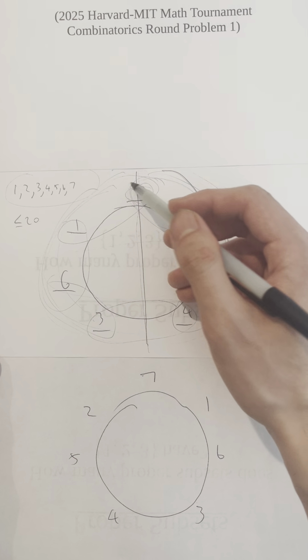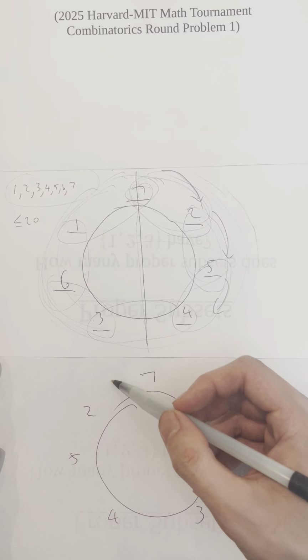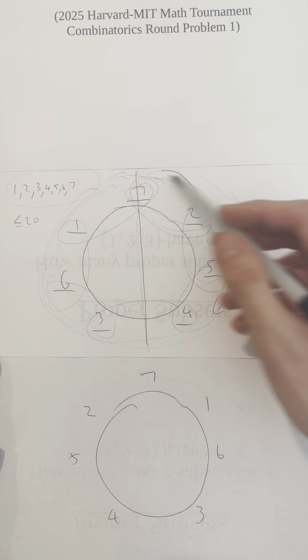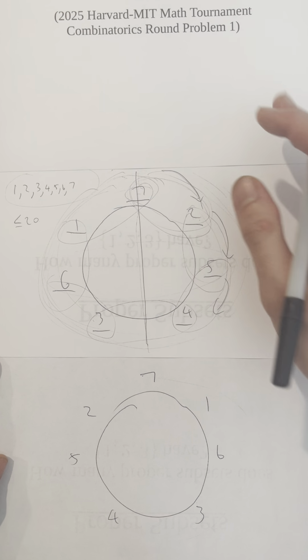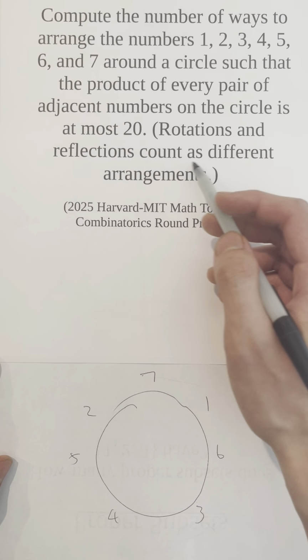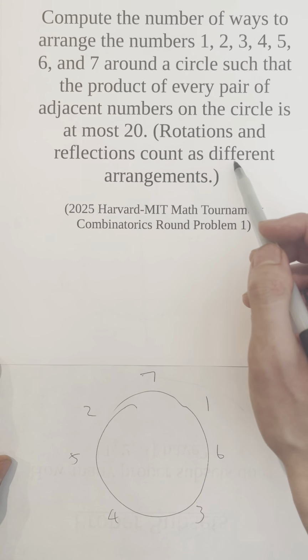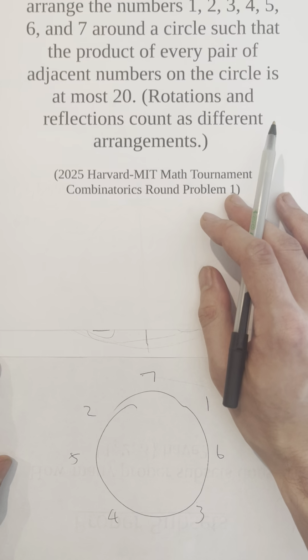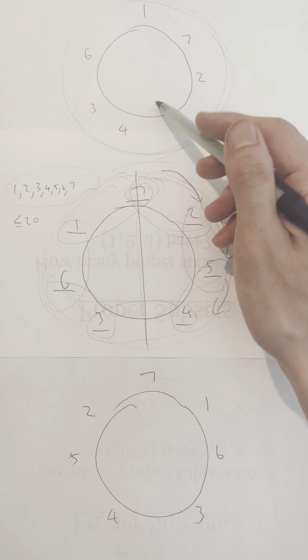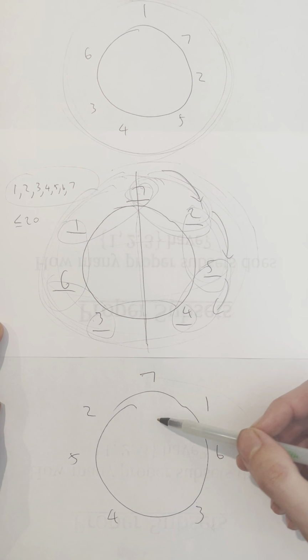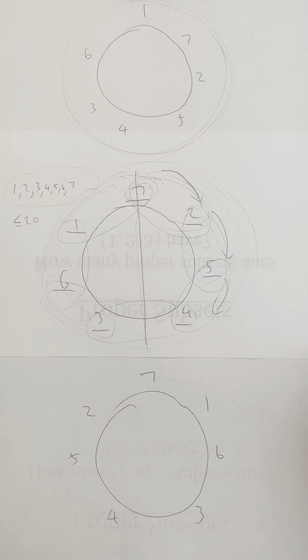Now, some problems say that this is the same as this. These are not different ways of arranging. But this problem says that it's also considered as different arrangements, because reflections are different and rotations are different as well. So this is a rotation and this is a reflection. They're considered different, so let's keep that in mind before diving in. But that's the problem. That's what they're asking for.